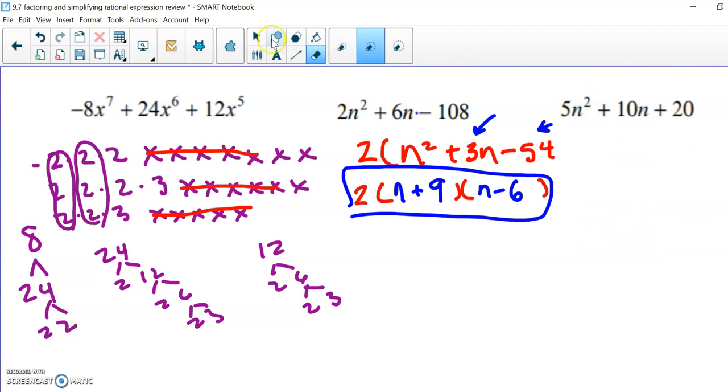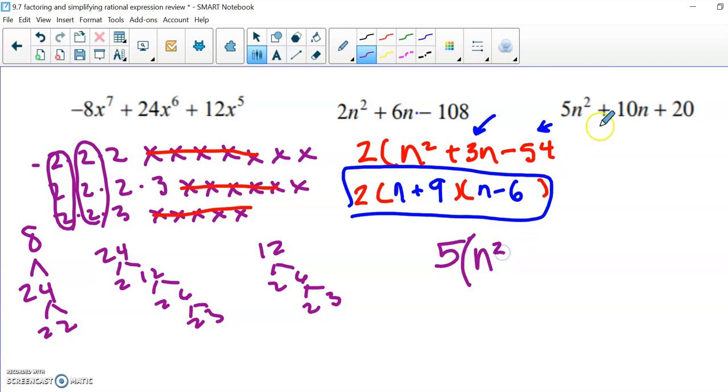Here we go. We're looking for the GCF of 5, 10, and 20. Again, maybe you could look at that and say it's 5. If not, start doing your factor trees and see what they have in common. But I'm pretty sure I could take a 5 out of all of those. This one doesn't have an n, so we can't take any n's out. So I take 5 divided by 5, that gives me 1. We don't really need that 1, so I'm just going to say n squared. 10 divided by 5 gives me 2n, and 20 divided by 5 gives me 4.